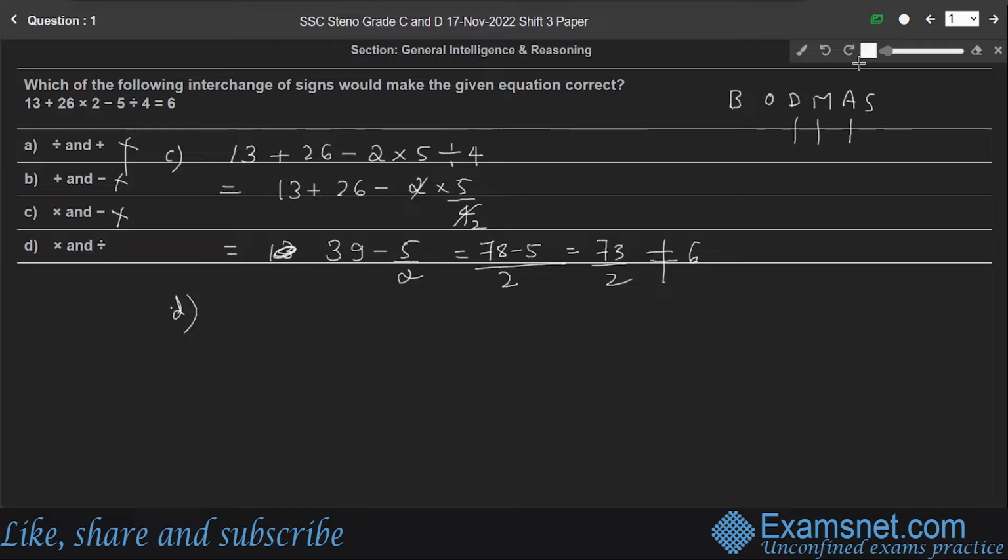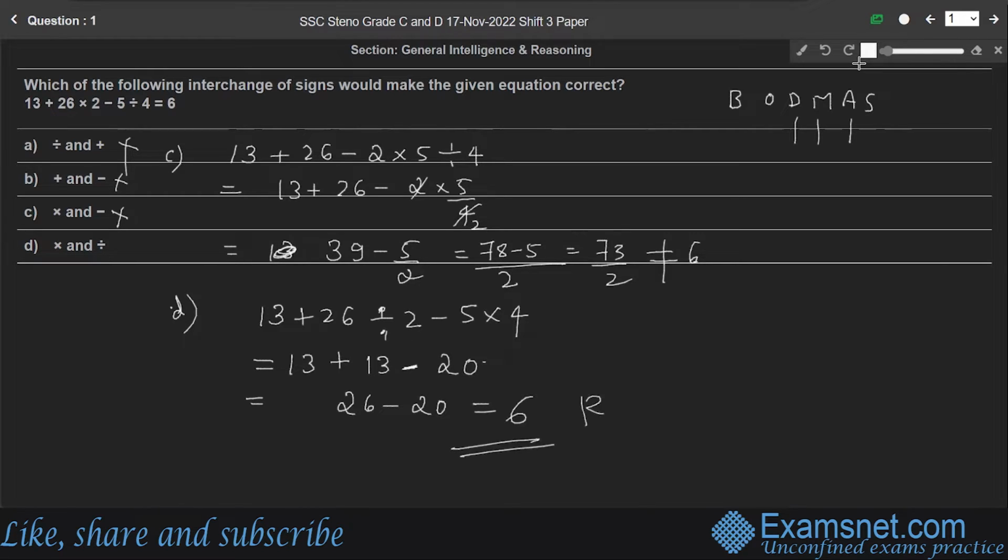Next comes option D. Interchange into and division signs. The given equation becomes 13 plus 26 divided by 2 minus 5 into 4, should be equal to 6. By the BODMAS rule, go for division. So 26 by 2 is 13. Simultaneously you can go for multiplication. 5 into 4 is 20. Therefore, 13 plus 13 is 26, minus 20 is equal to 6.